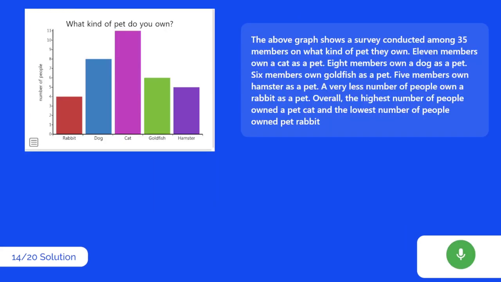The above graph shows a survey conducted among 35 members on what kind of pet they own. 11 members own a cat as a pet. 8 members own a dog as a pet. 6 members own goldfish as a pet. 5 members own hamster as a pet. A very small number of people own a rabbit as a pet. Overall, the highest number of people owned a pet cat and the lowest number of people owned a pet rabbit.